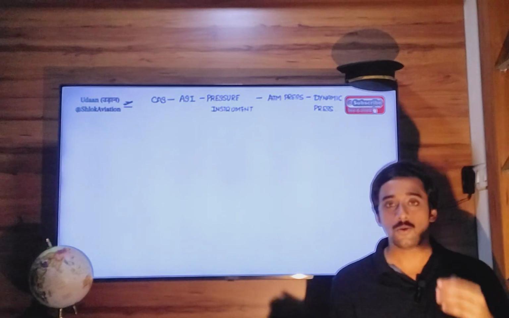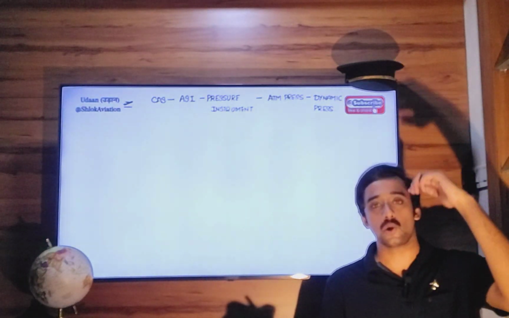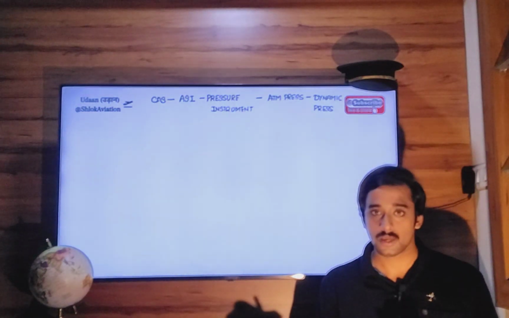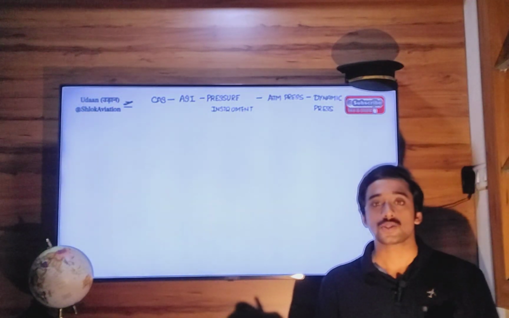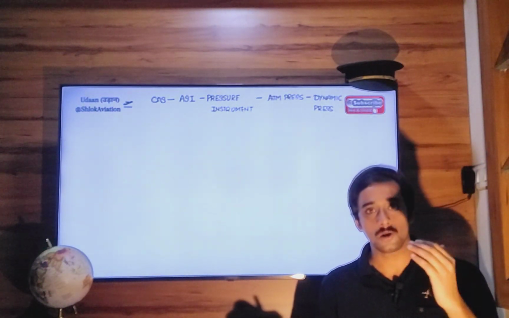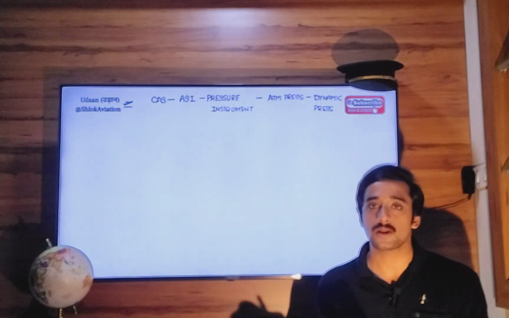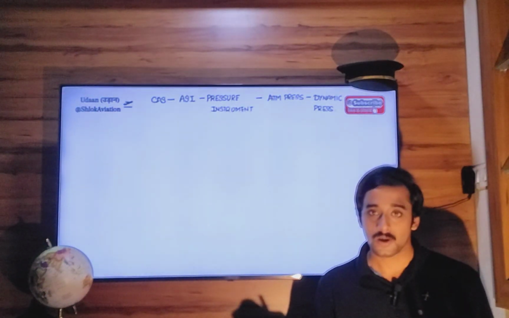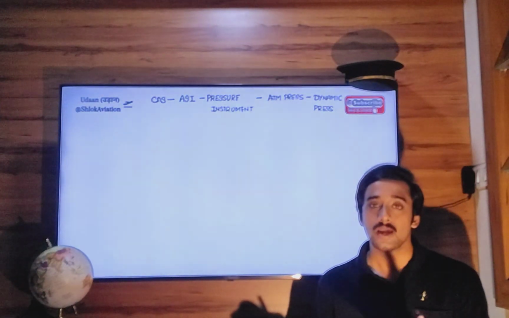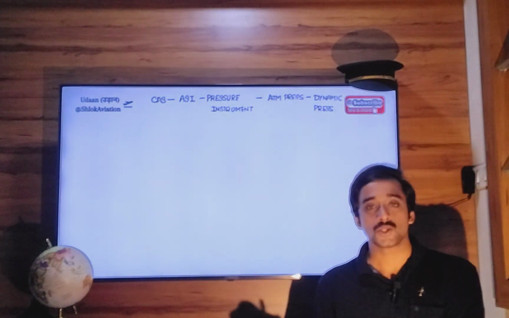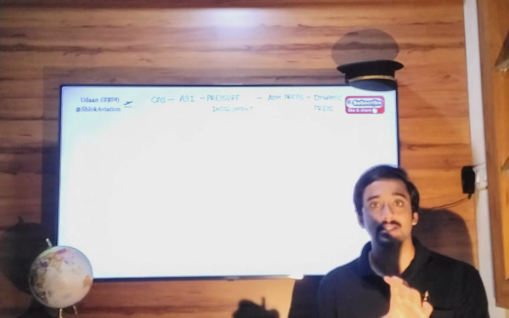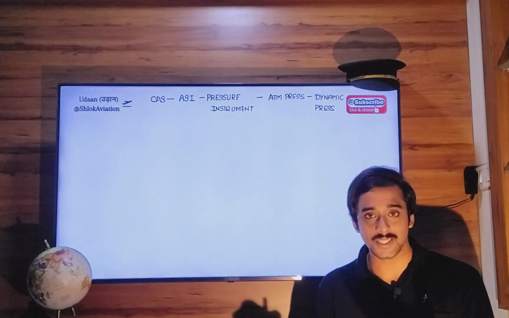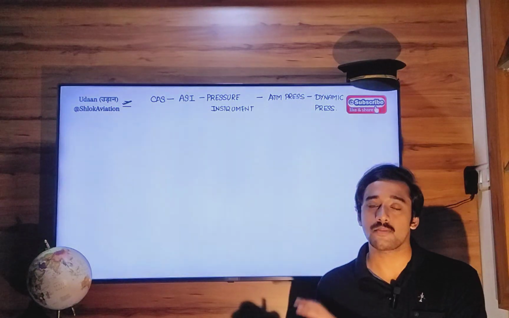Now, when you go to higher and higher altitudes, what happens? Atmospheric pressure decreases in value. So that means when you go to higher altitudes, less and less atmospheric pressure will be available for your airspeed indicator to use and work out and show us our airspeed. So less atmospheric pressure available means less dynamic pressure registered, and less dynamic pressure registered means less calibrated airspeed will be indicated to us.